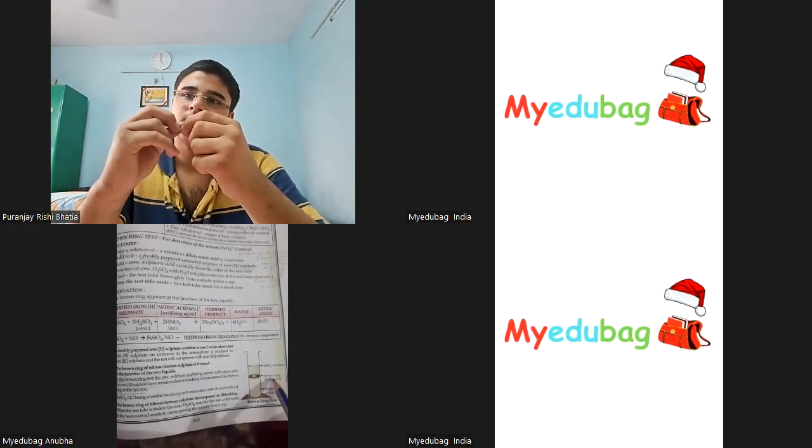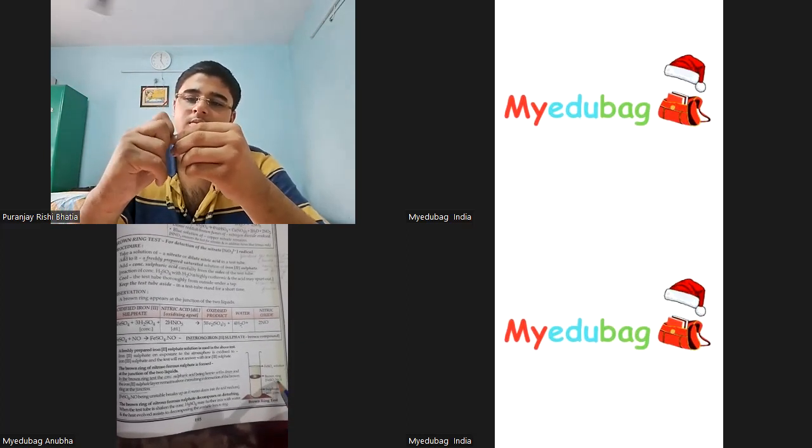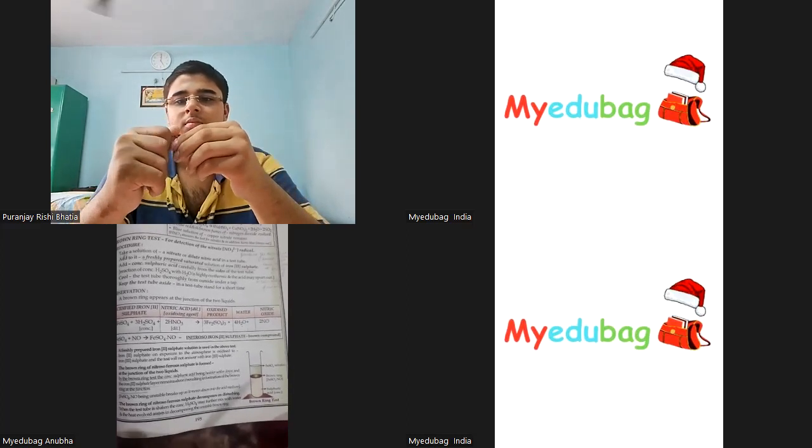Further, this ring is very unstable and it breaks up. And when it breaks up, it again moves down to the acid layer. Thus the brown ring of nitroso-ferrous sulfate decomposes on disturbing, meaning it is not stable. When you shake it, it will dissolve and again it will form.